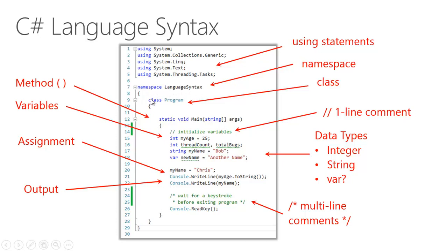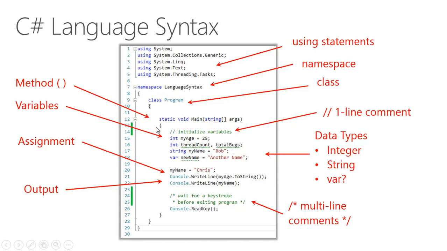A namespace is used to hold the class that we have in our code. The class is an object. In this case, the program class is the main object that will hold our program. You can add additional classes to your code as you start building your program.